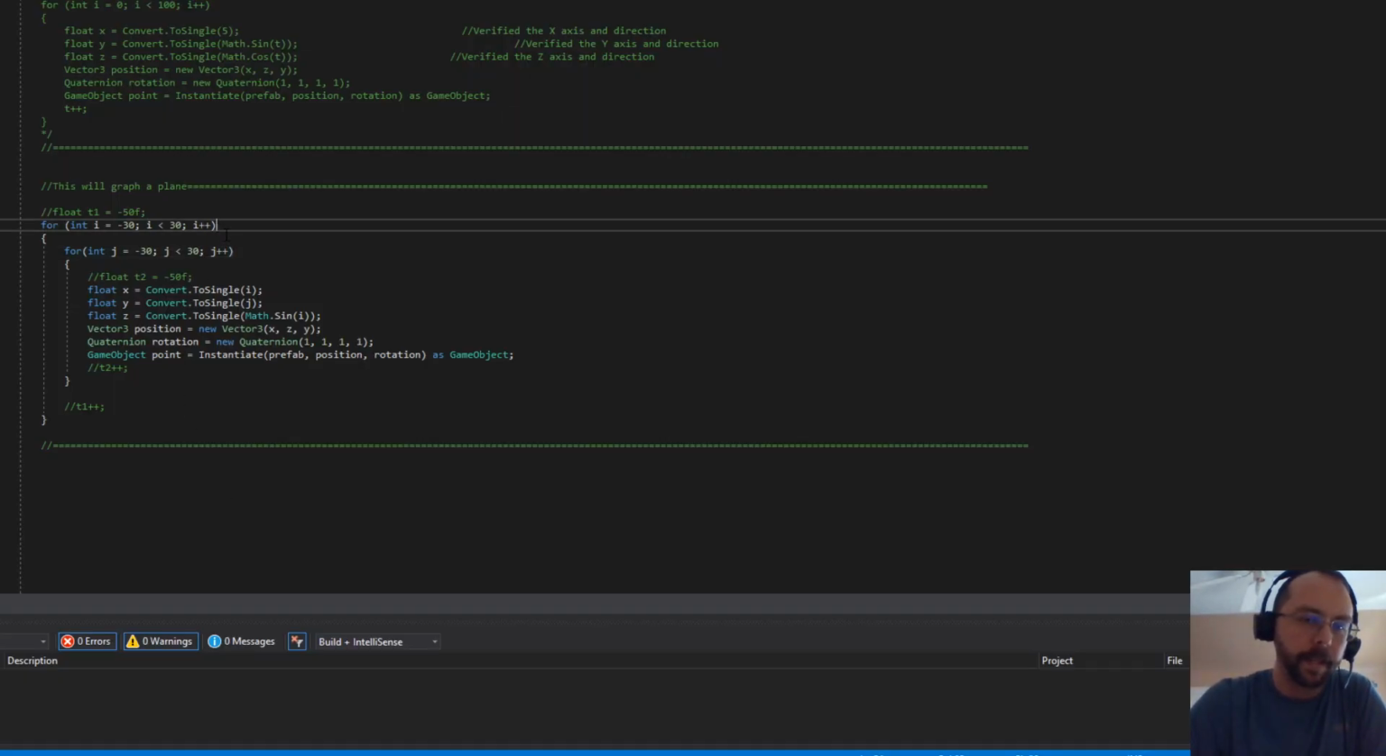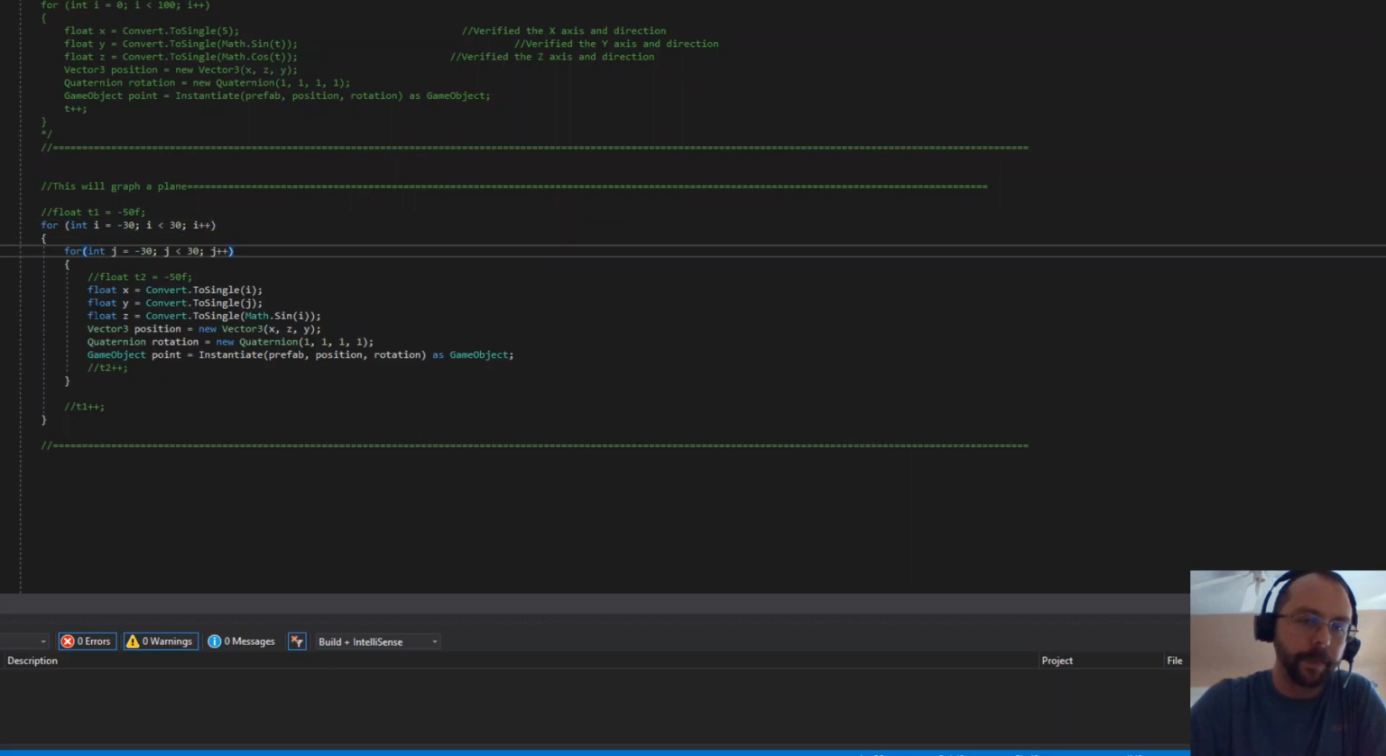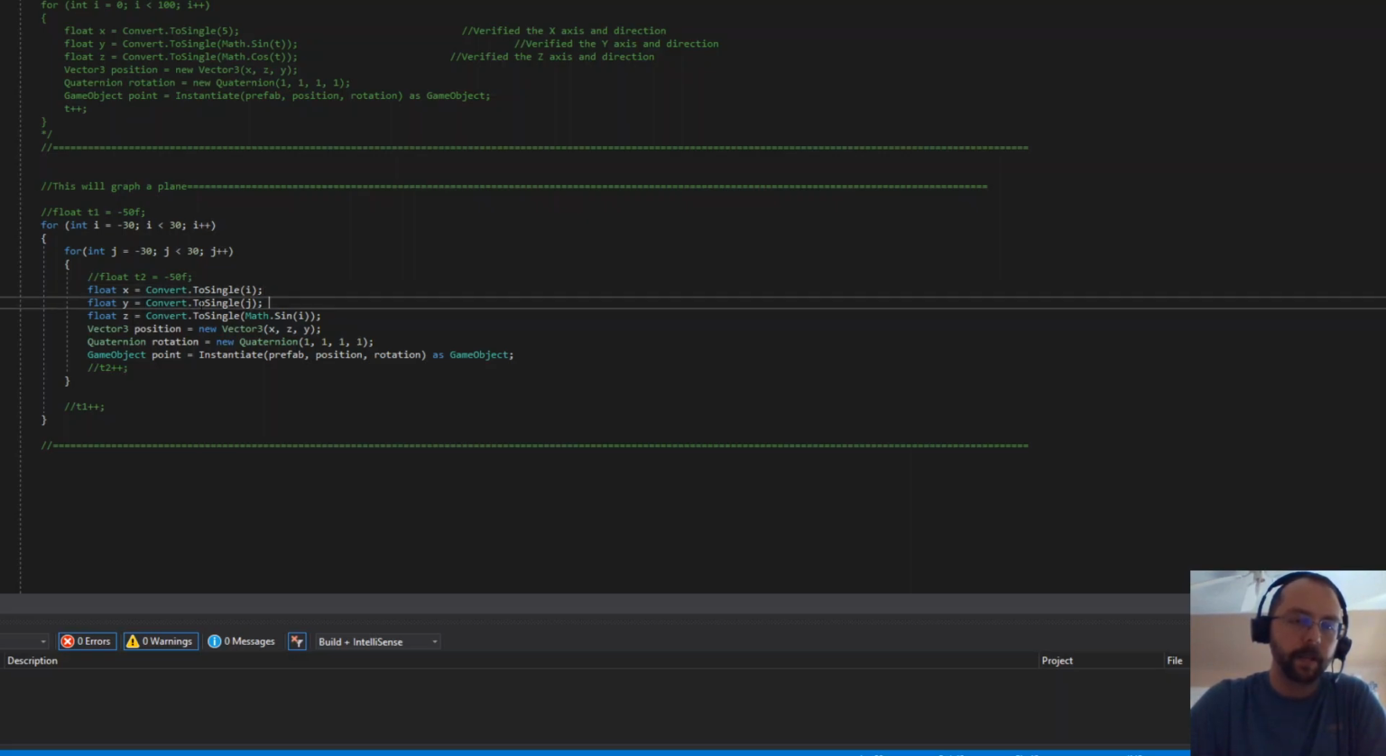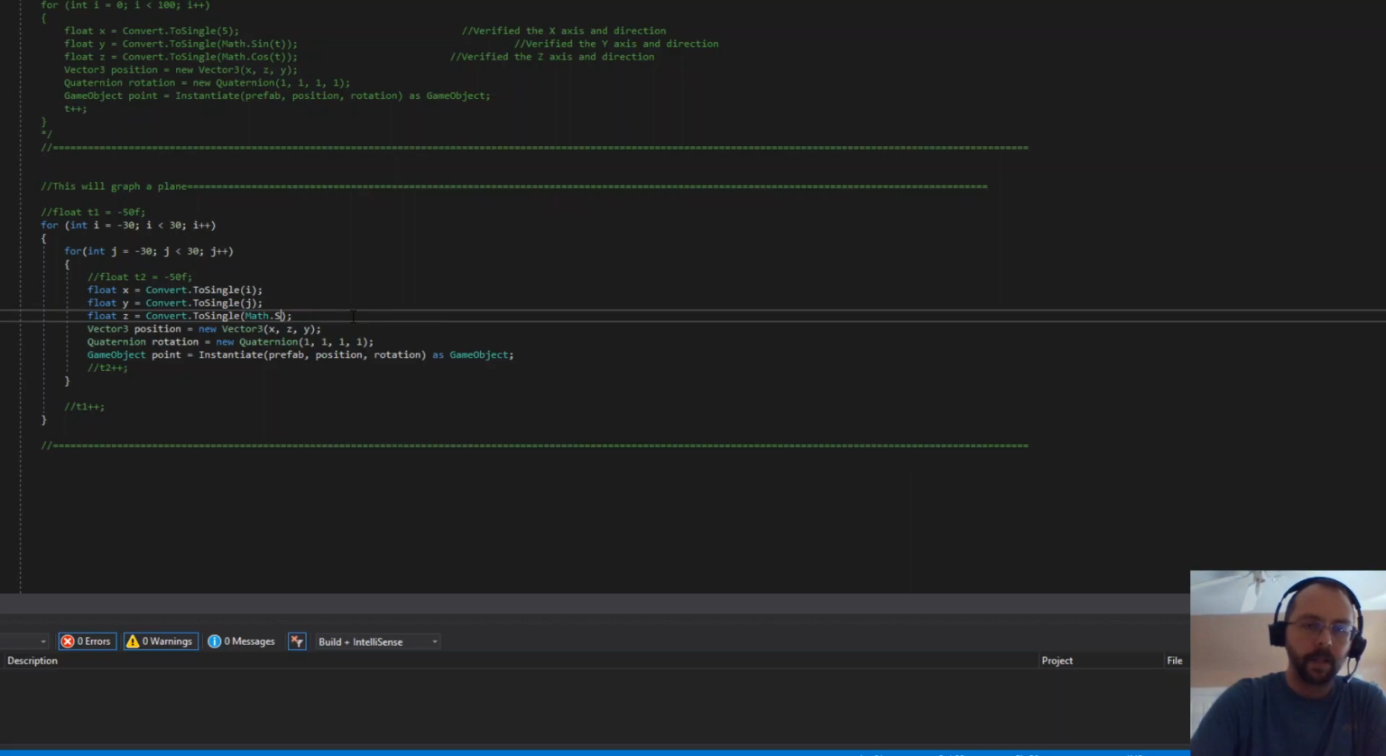So I set it up with i's and j's, and I have the x coordinate running through i, just flat out i, the y coordinate running through j, and the z coordinate actually running through sine of i, which is where that wave is coming from. If I change that to a 0 or even a number, it would make a flat plane and put it wherever I have it.